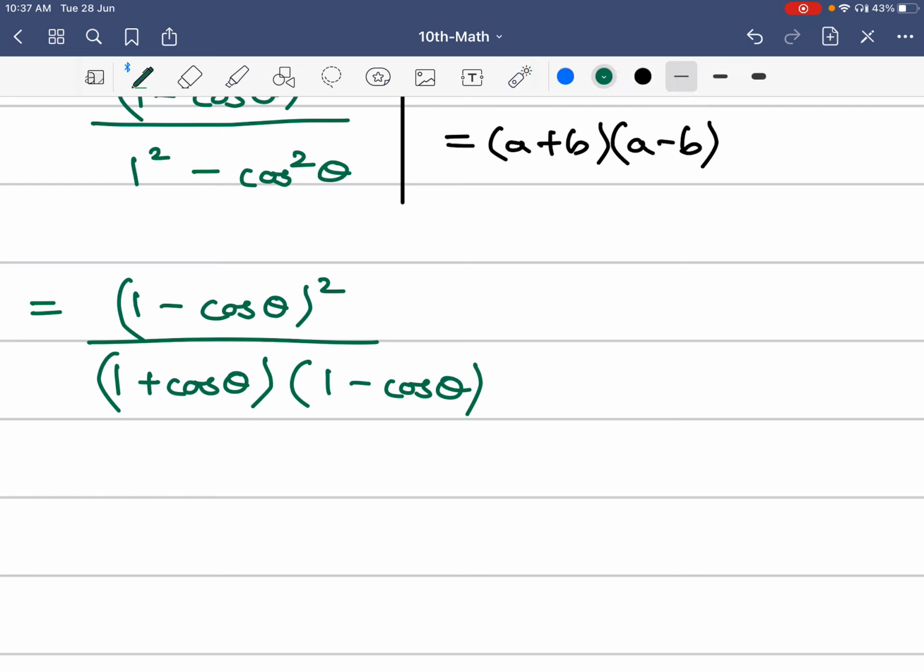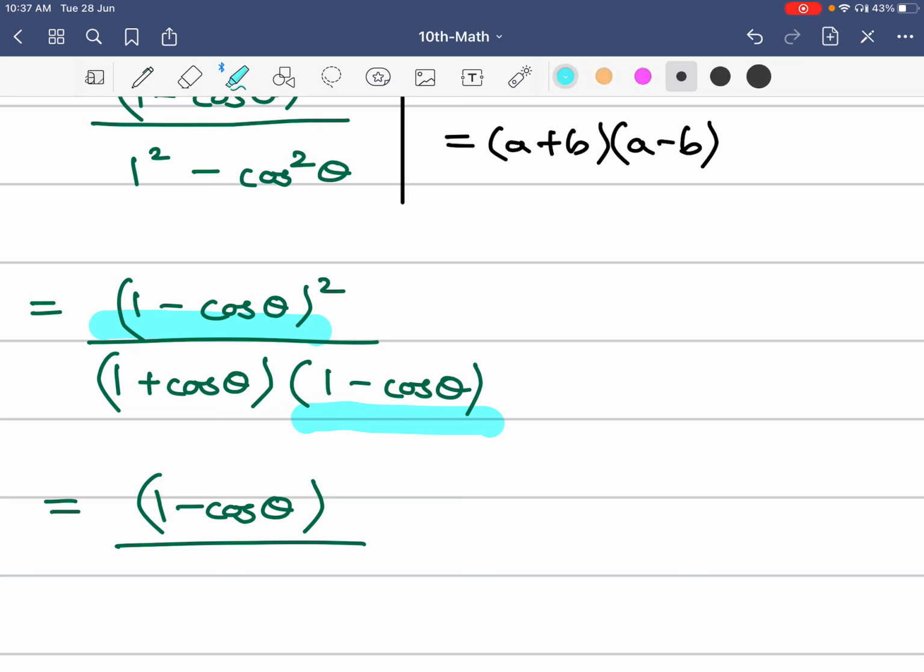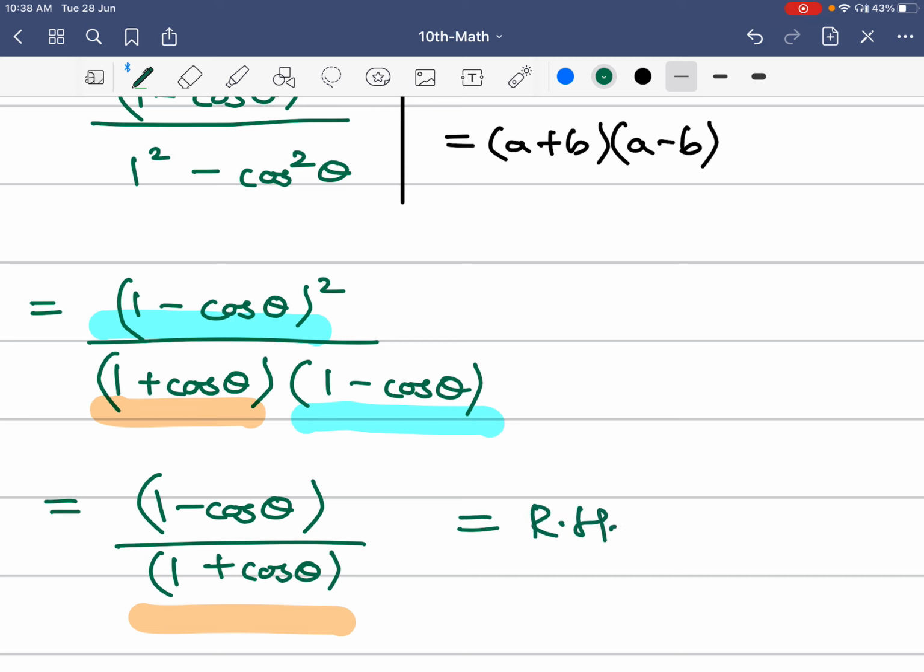And now we all know that this, let me use a highlighter. So this is 1 minus cos theta, this is 1 minus cos theta the whole square. So they will cancel each other out. And what we get is 1 minus cos theta on the numerator, and denominator this remains as it is. 1 plus cos theta, that remains as it is. And this is nothing but our right hand side.